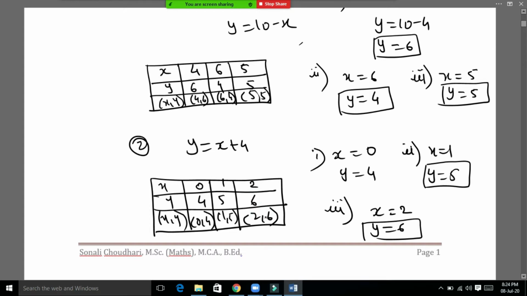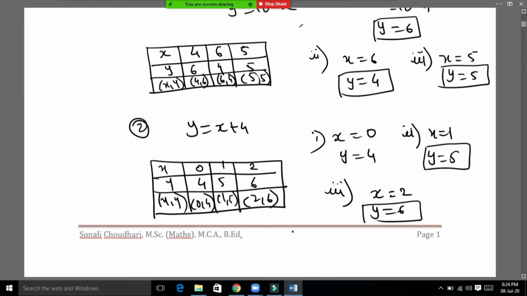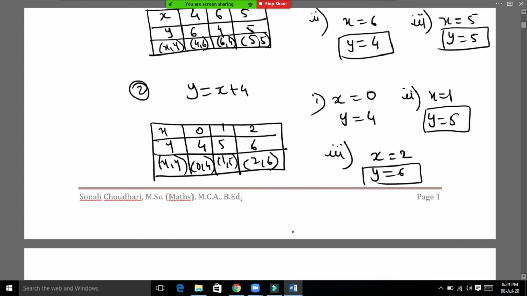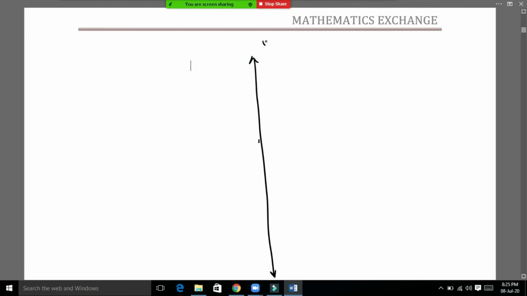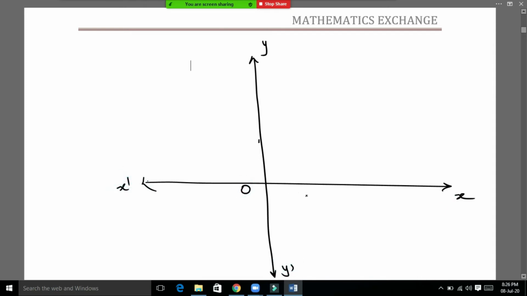Now we represent the situation graphically and find the solution. Obviously the two lines have to intersect, and the intersection point is nothing but the solution of the equations. So we plot the points on the graph paper. Let us draw. This is the y axis. This is the x axis, origin. It is the y dash axis and it is the x dash axis.